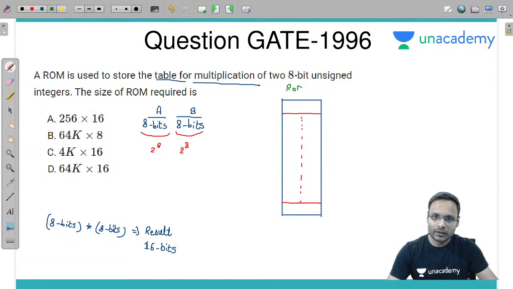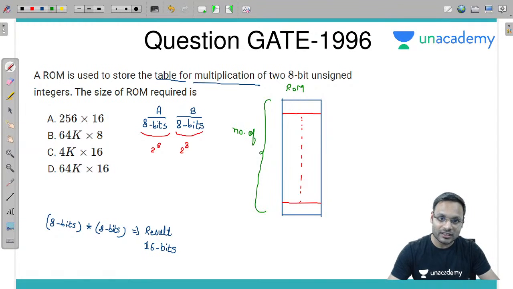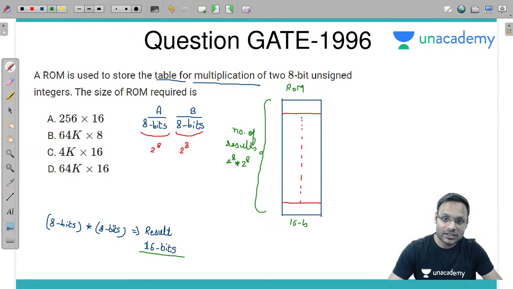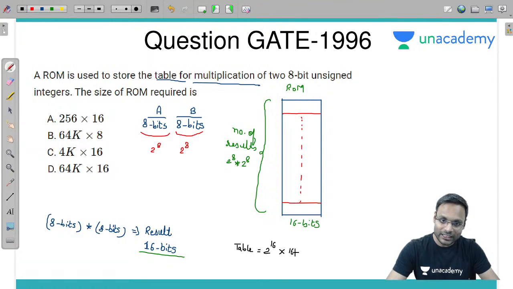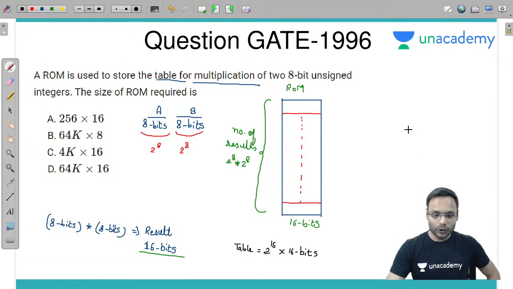in this particular ROM chip, how many results are you storing? How many multiplication results are you storing? The number of results you will have to store is 2 power 8 into 2 power 8, and each result is of how many bits? 16 bits. That's why the table size required is 2 power 16 cross 16 bits. I hope you got it.